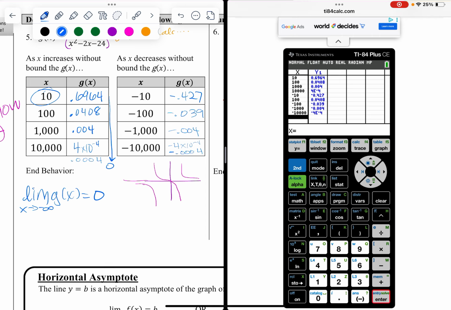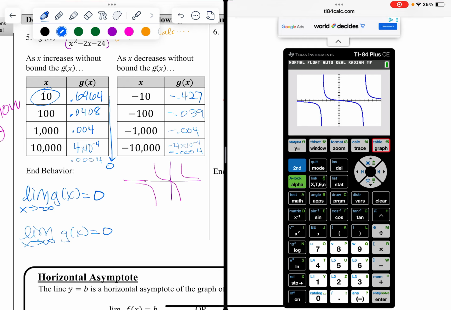Okay, so again, we're going to the left and we're getting closer and closer to 0 from the bottom. So we say the limit as x approaches positive infinity, going to the right, g of x is also approaching 0. So that's how you would use your calculator to look at that. If you want to go back and look at this, you can see it just like that.